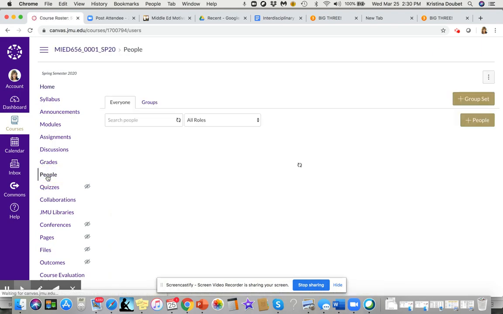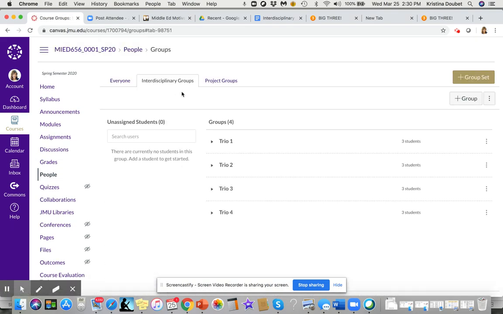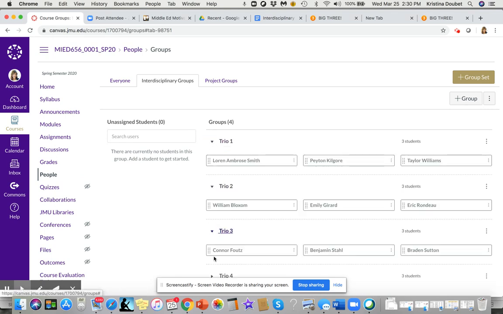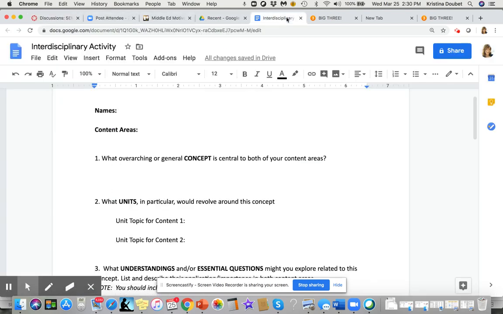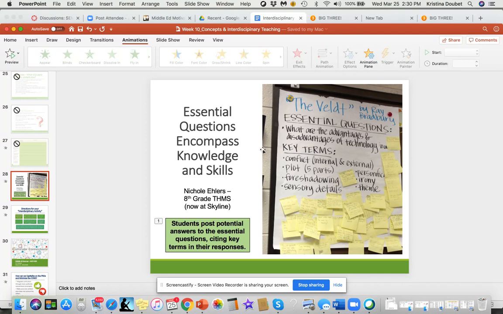Okay, go to People. And you see that right now you've got the group you're going to work in for your interdisciplinary activity. Basically I just try to use where you sit with some regularity to form your trios for your interdisciplinary groups. You're going to work in these groups, these trios. And then you are going to be working on this activity, one per trio. And here are your directions.